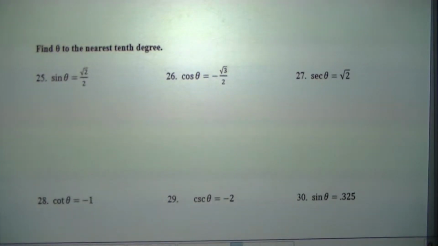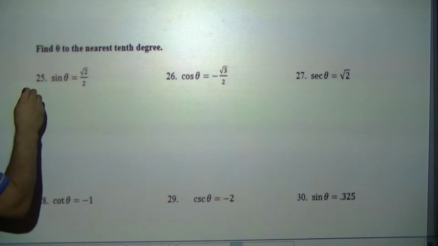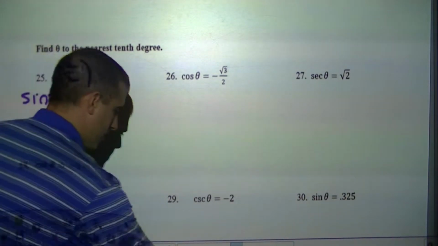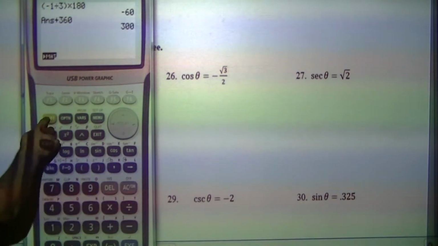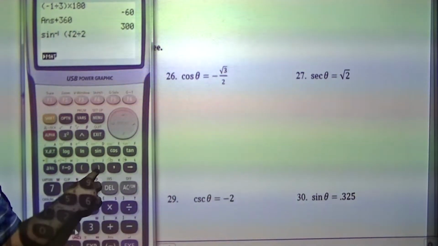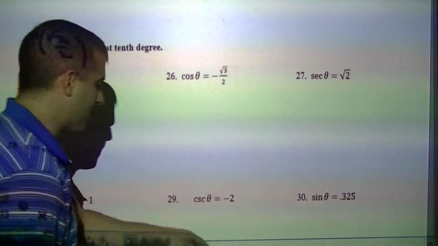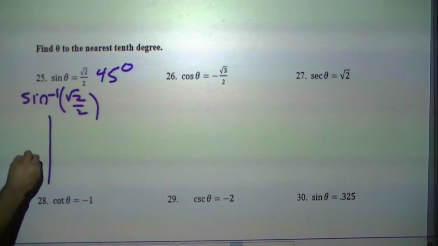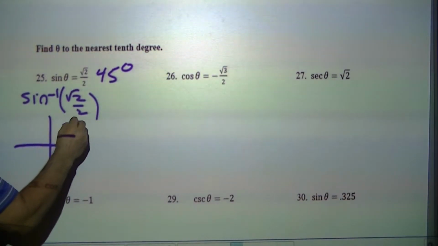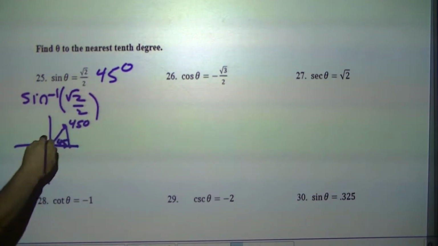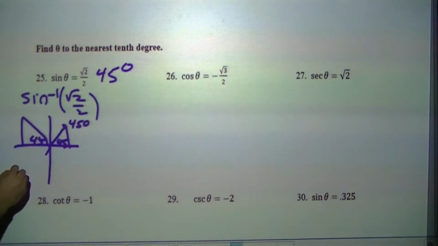Moving on, 25. Okay? What I'm going to do is inverse sine and put this into the calculator. Okay? So that first angle that I get, square root of 2 divided by 2, gives me 45 degrees. So that's the first part of my answer. You're going to have 2 of these. Okay? So if I'm at 45 degrees, don't outthink yourself.